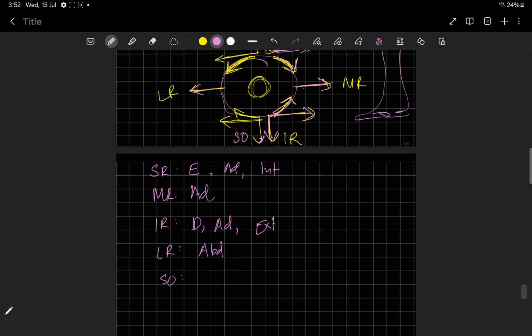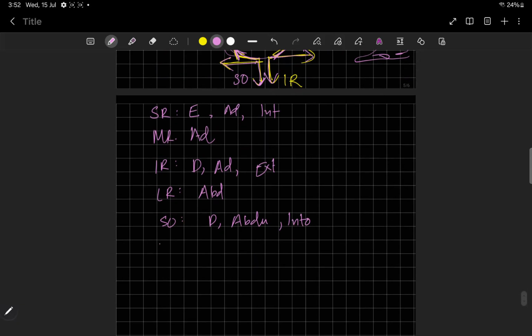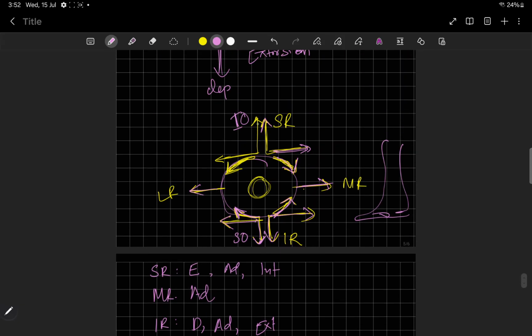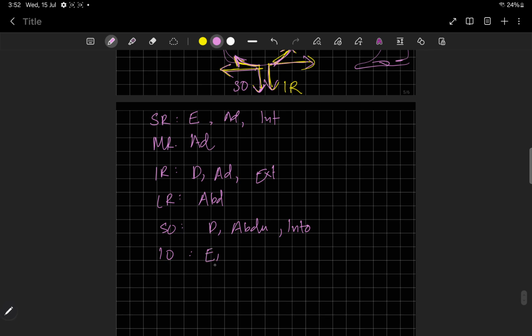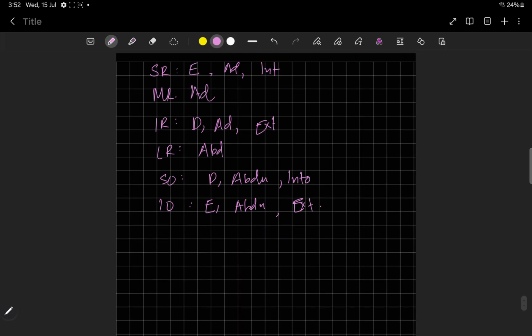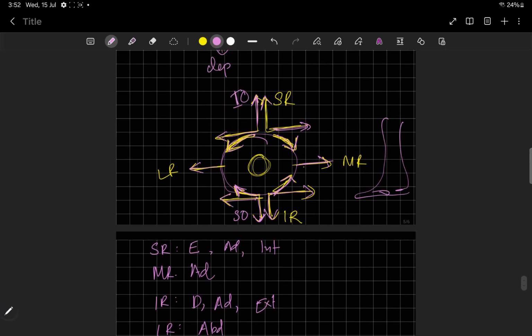Superior oblique, downward arrow, so depression, to the left, away from the nose, so abduction, and it's a clockwise arrow, so intorsion. Inferior oblique, elevation, away from the nose, abduction, and anti-clockwise, so extorsion. So again, elevation, abduction, extorsion. So this is the action of each muscle. So we can learn this from the diagram.